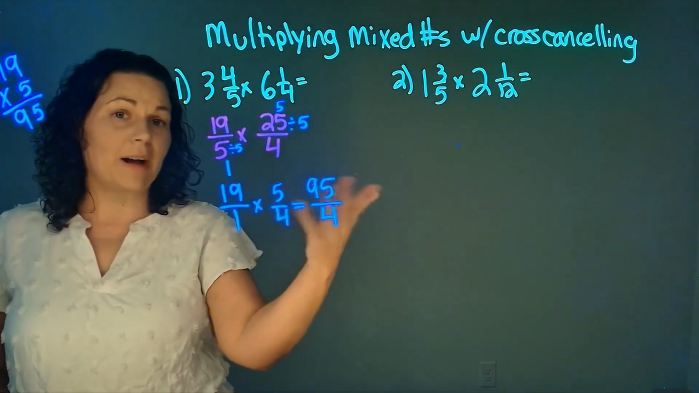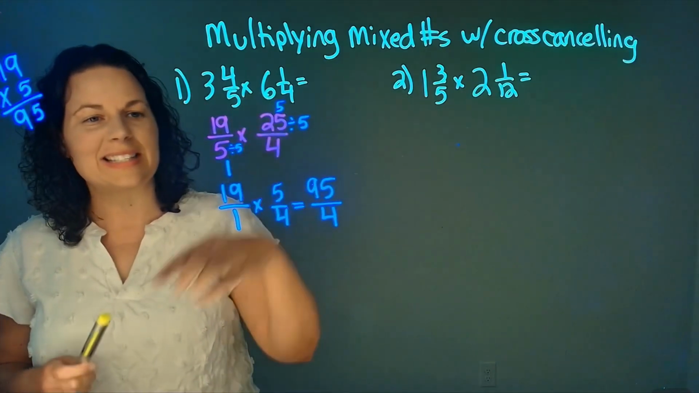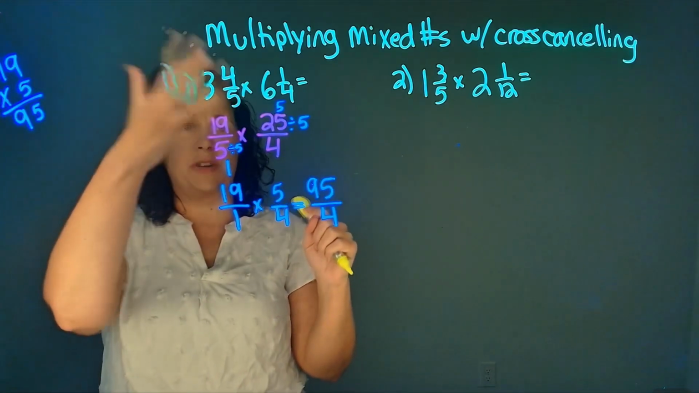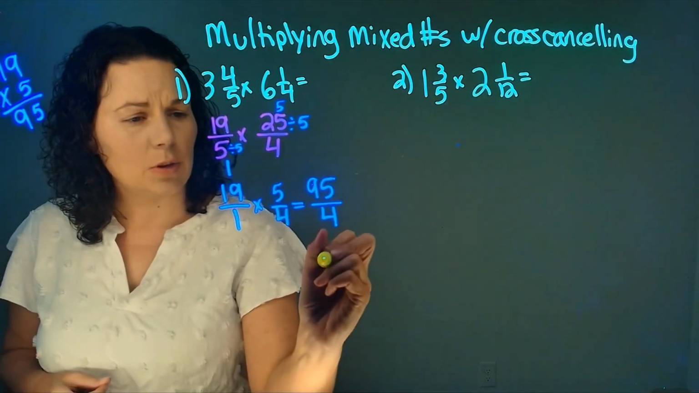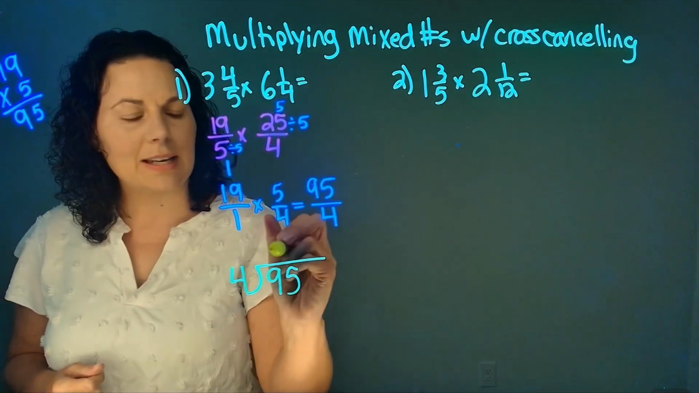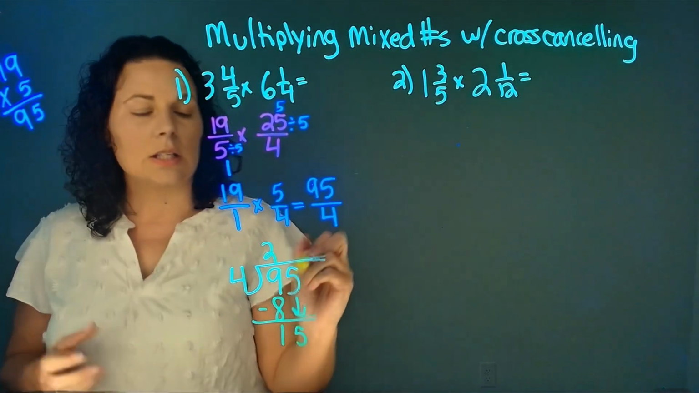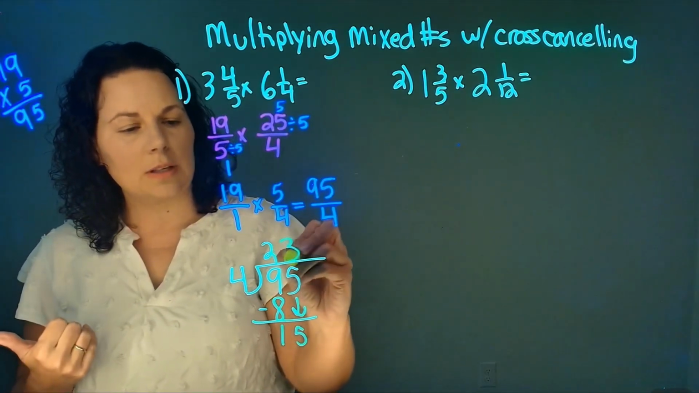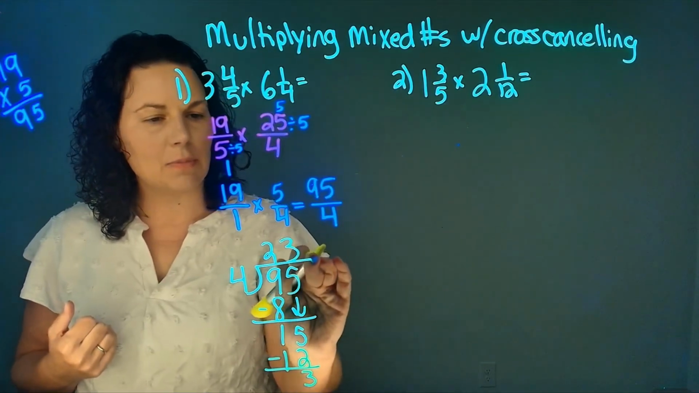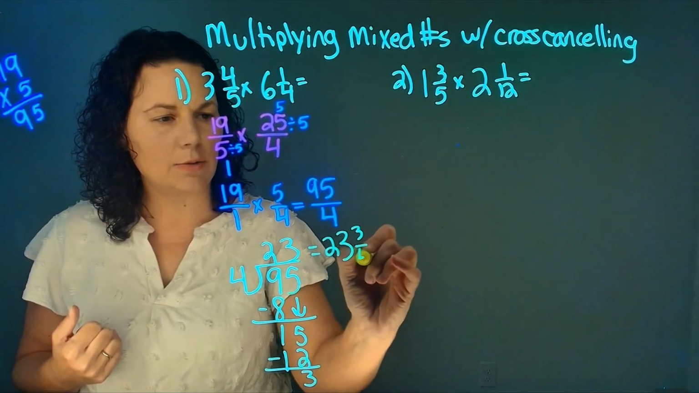Sometimes you can simplify more right here. It depends on how the problem works out and what you noticed inside. But I would much rather simplify this than deal with whatever 19 times 25 is. So let's do long division. We've got 95 on the inside and 4 on the outside. 4 goes into 9 twice. Bring down the 5. 16 is too big, so we got to do the 3 and get 12 with 3 left over. So that is the same thing as saying 23 and 3/4.